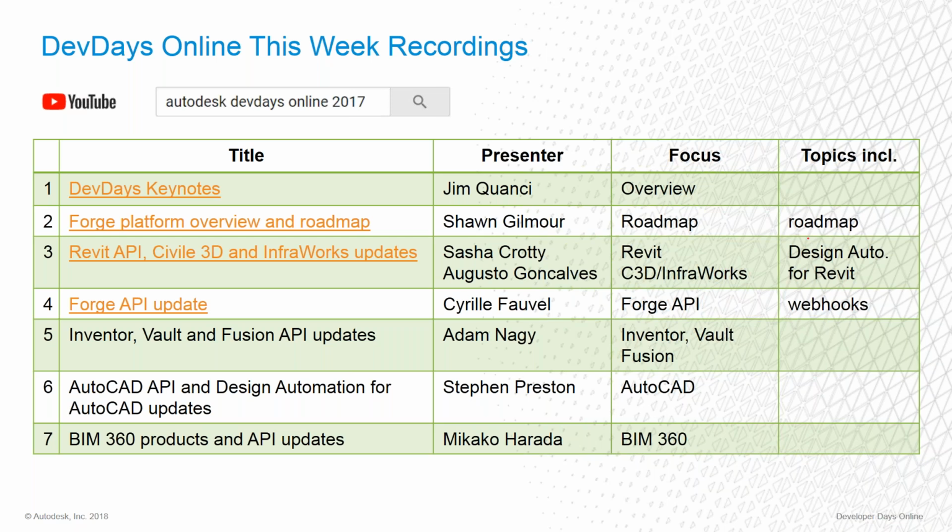And for roadmap, big picture roadmap, Sean Gilmore has given a talk here. And then also Cyril gave a webhook talk. I think he spent half of the presentation about the webhooks. So this will be a good place if you'd like to take a look at the webhooks as well. And then since this is BIM AEC, if you'd like to know about the design automation for Revit, which is also under private beta right now, this one will be the good one.